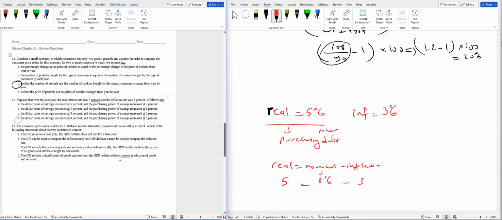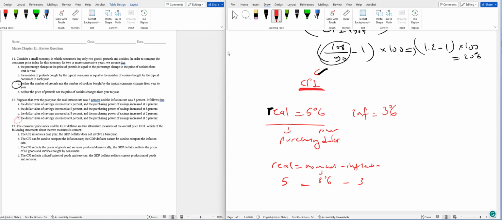The consumer price index and GDP deflator are 2 alternative measures of the overall price level. Which of the following statements about the 2 measures is correct? So you can calculate inflation based on the CPI basket, which includes only consumer goods, or the GDP basket, which includes all currently produced goods and services in the economy. If you calculate inflation by the CPI, you are only focusing on consumer goods and you're not including any investment goods. You are including foreign goods because consumers are buying imports. But in GDP, you are only focusing on domestic goods because it represents current production.